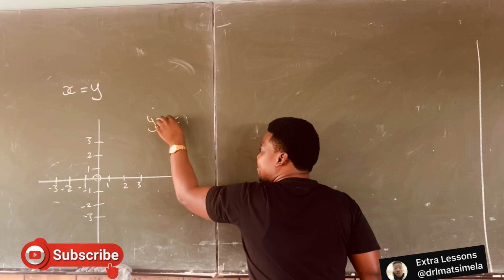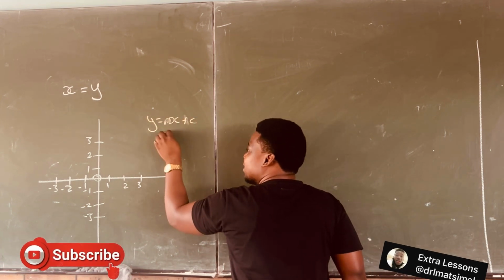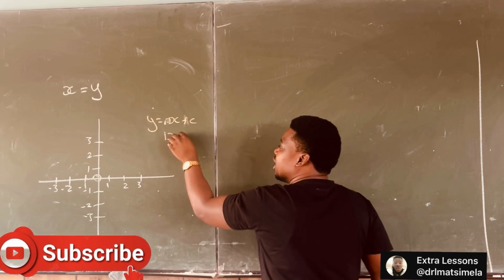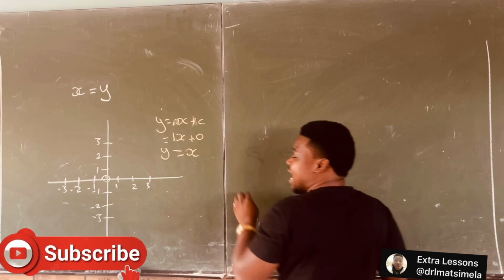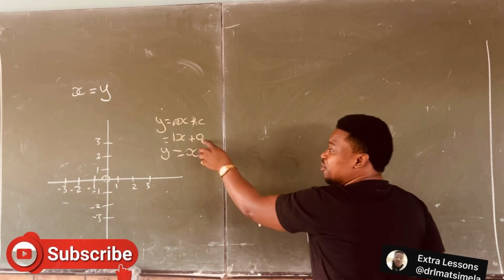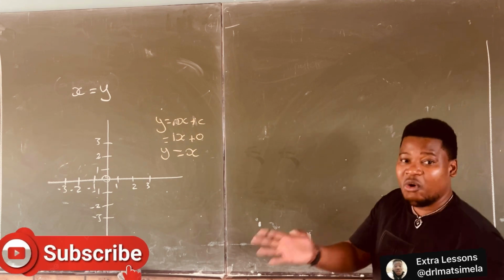Remember, it was mx plus c. Again? Yes. Now the value of m is 1. Then the value of c is 0. So we will just have what? Y is equals to x. Because if it's 0, then we leave nothing here. Are we clear? Yes.